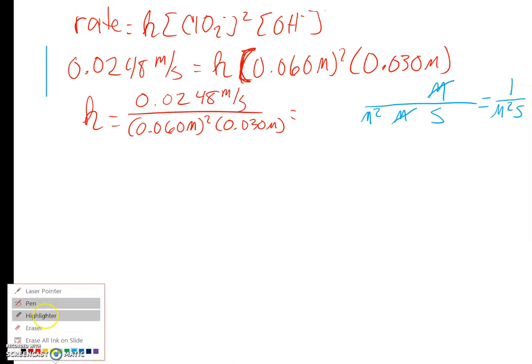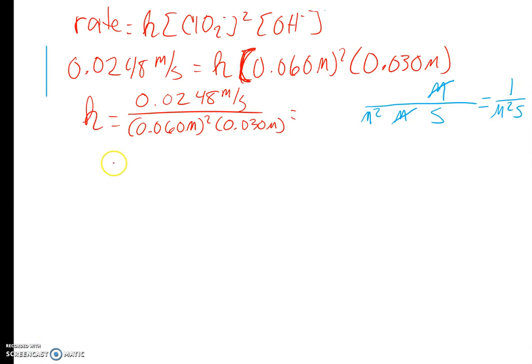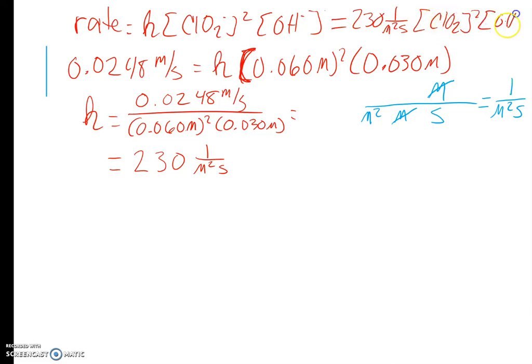So if we go back to our calculations, when we plug and chug, you get a k value of 230 with correct sig figs. So now we can say our rate law is equal to 230, putting the units in, ClO2 squared and OH minus.